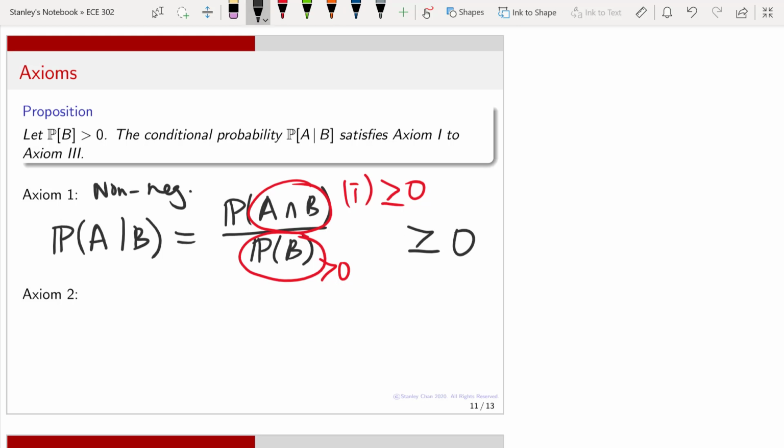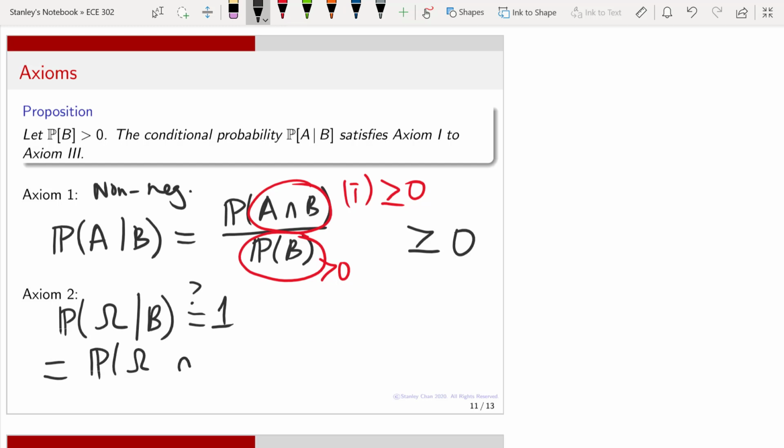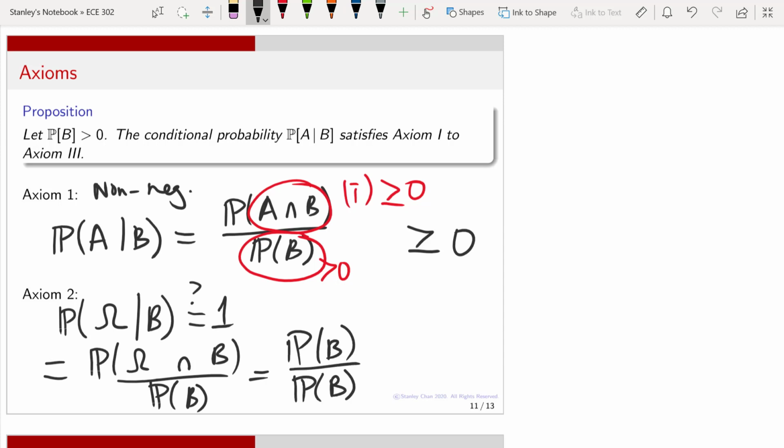Now, axiom number 2 says that the probability of omega is 1. Now if you're looking at the conditioning side, then you condition on B, and we want to show whether this gives you 1. It's fairly straightforward because this is the probability of the intersection of omega and B divided by the probability of B. And what is the intersection between omega and B? That's just B. And so when you calculate B divided by B, that will give you 1. And so that has verified axiom number 2, which is the normalization property.